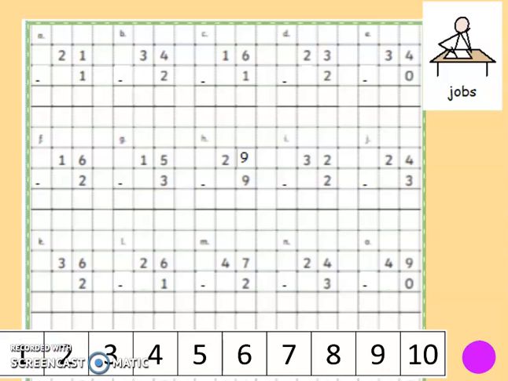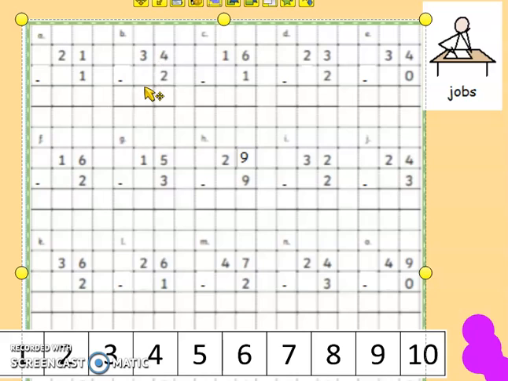1 take away 1, or I could get myself some objects, 4 take away 2, 1, 2, 3, 4, and I'm taking away 1, 2. Don't forget the tens column though. If you know 4 take away is 2, you put that number here, and do not forget to look in the tens column and write the answer for the tens here.